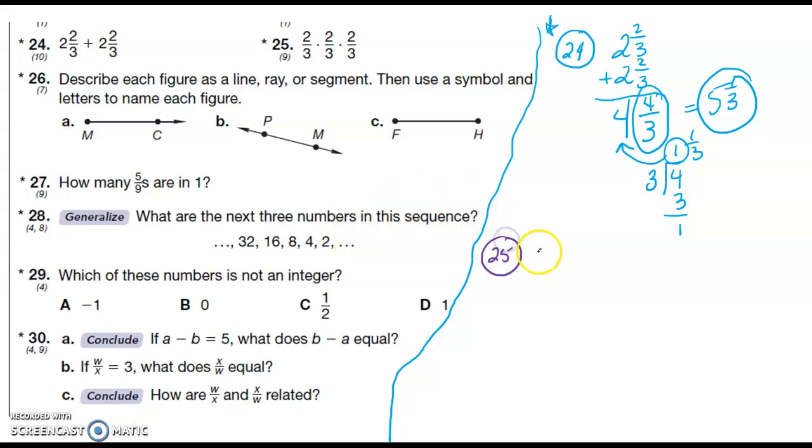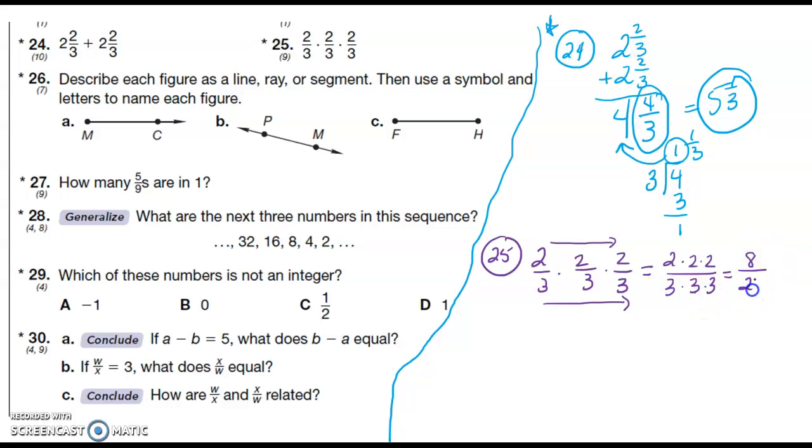25 is 2/3 times 2/3 times 2/3. So when we multiply across the top, 2 times 2 times 2, and we multiply across the bottom, 3 times 3 times 3. 2 times 2 is 4, times 2 is 8. 3 times 3 is 9, times 3 is 27. That's my answer. Let's take a look at 26.